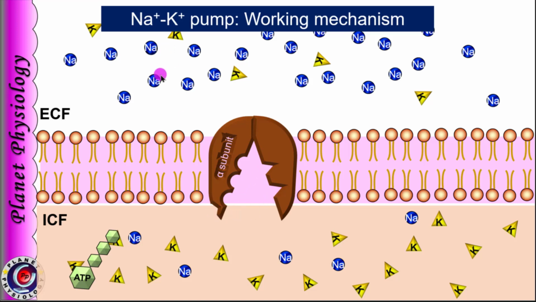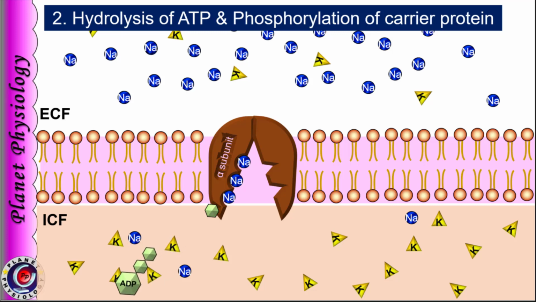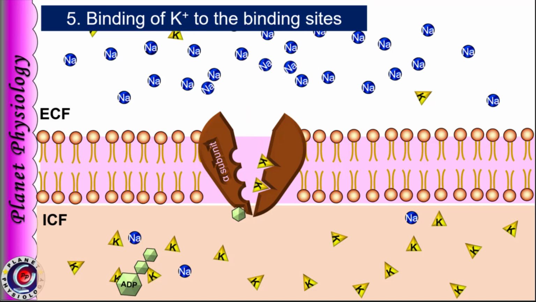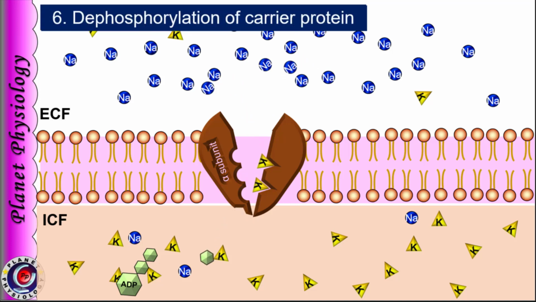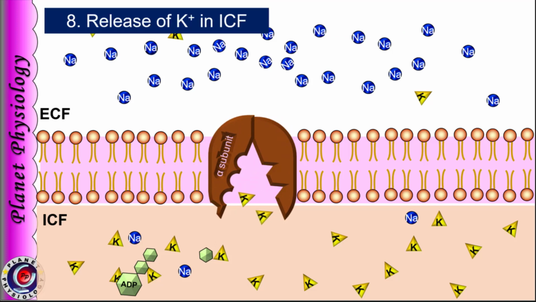As you can note, this is extracellular fluid with higher concentration of sodium and intracellular fluid side with higher concentration of potassium ions. When 3 sodium ions and 1 ATP molecule bind to their respective sites on the pump, ATP is hydrolyzed to form ADP and inorganic phosphate. ADP is released but phosphate group remains attached to the pump, causing it to phosphorylate. This causes conformational change in the carrier protein and sodium ions are released into the extracellular fluid. Now, potassium ions bind to the binding sites and protein gets dephosphorylated. Dephosphorylation causes carrier protein to change back to its original conformation and moves potassium to the intracellular fluid side.